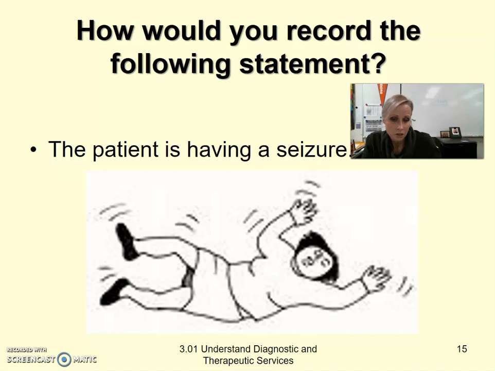The patient's having a seizure definitely is objective, which means that we can also record it. We can't say the patient's having a seizure. I know it looks like we should be able to say that. Now, if they have diagnosed seizures and you know for sure they're having a seizure, you can probably diagnose that, or not diagnose it, but you can chart that as a seizure.